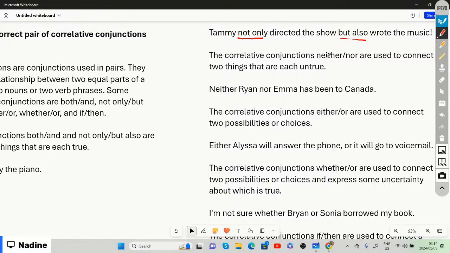If we look at the correlative conjunctions neither nor, they are used to connect two things that are each untrue. It's neither this nor that. It's like saying it's not this and it's not that, in simple English. For example, neither Ryan nor Emma has been to Canada, which means that Ryan and Emma haven't been to Canada. Both of them haven't been to Canada yet.